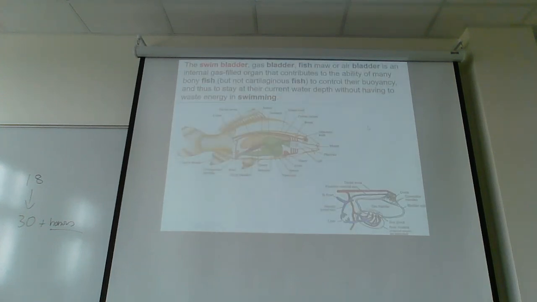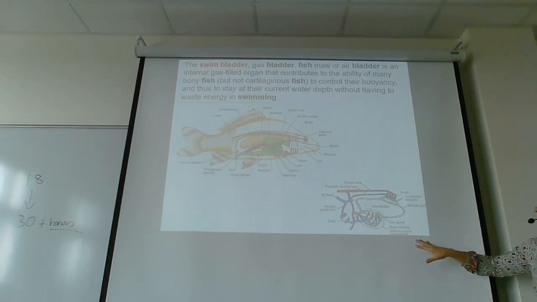All right, now let's talk for a minute more about the swim bladder. We already said that the swim bladder is a super important organ in these bony fishes, and is a buoyancy organ. By the way, the swim bladder is also called gas bladder because it fills up with air, basically. More rarely fish maw as well, or air bladder as well. So you may find all these, these are all synonyms.